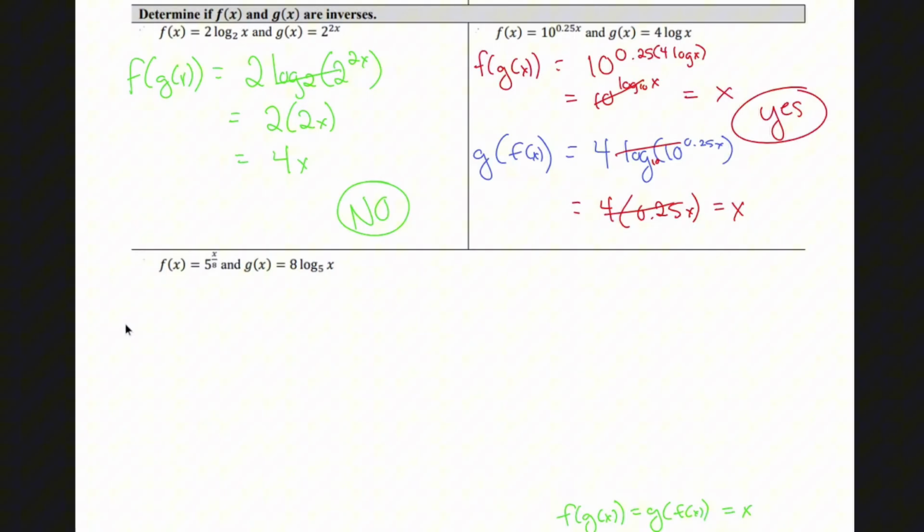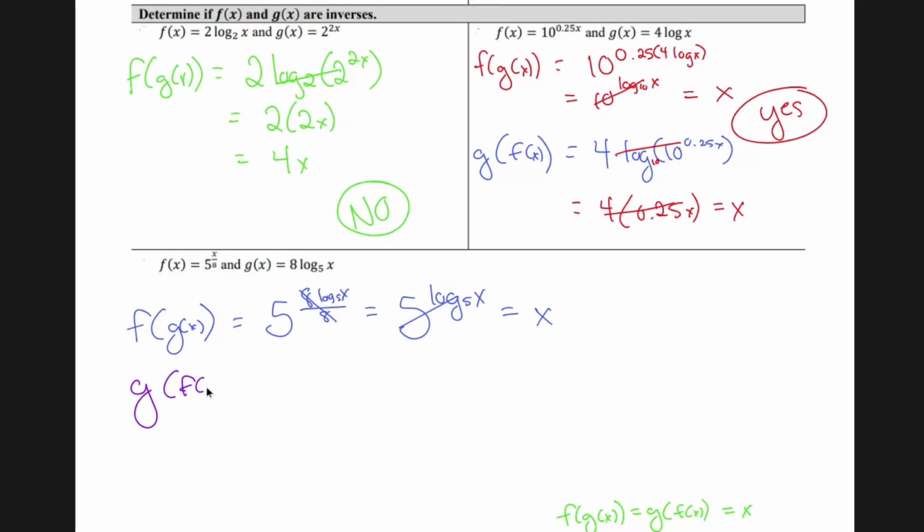Let's do it again. F of g of x is going to have me write out f, leave a parentheses where the x is, and replace that parentheses with 8 log base 5 of x. These guys cancel out, leaving me with 5 to the log base 5 of x. 5 to the log base 5 cancel each other out, dropping down the x. So far, we're in great shape.